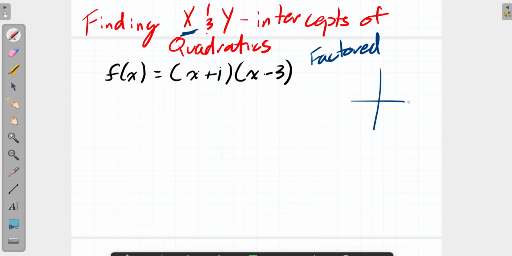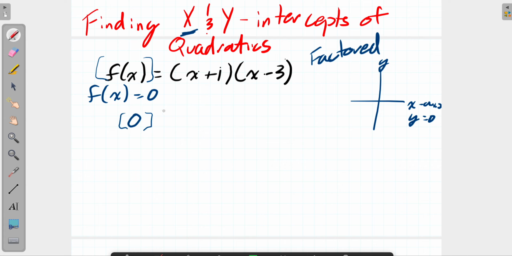Because x-intercepts live on the x-axis, that means that the y values must be 0 at this point. If a y value is 0, that means essentially you're looking to find f at x when it is equal to 0. And in order to do that with this equation, we know that we can just substitute 0 in for f at x. So we can say 0 has now been substituted in for f at x is equal to x plus 1, x minus 3.